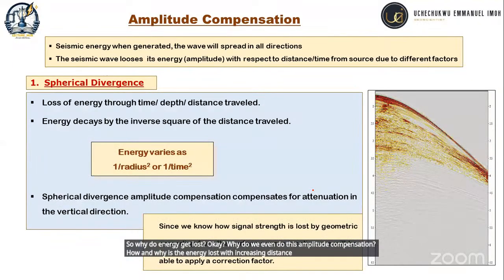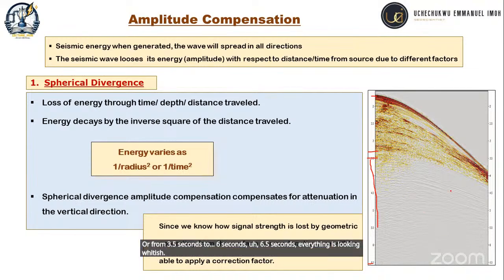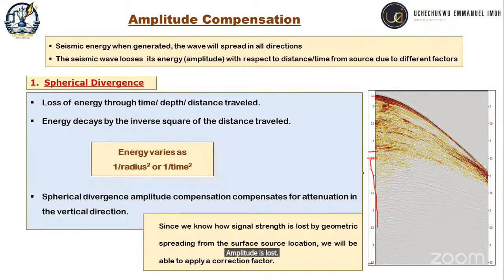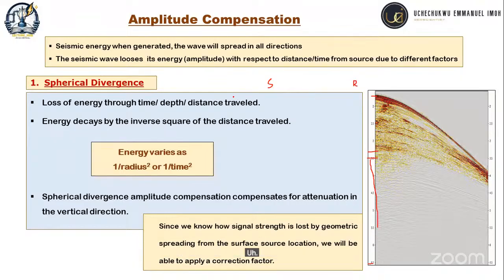Number one, spherical divergence. We look at the shot gather on the right, at the shallow part from here to 3 seconds, 3.5 seconds, amplitude is relatively high. But from 3.5 seconds to 6 seconds, 6.5 seconds, everything is looking whitish. Amplitude is lost. Why? Spherical divergence. As the seismic wave is traveling from the source point to the receiver, down into the subsurface, as it's spreading away from the source, the energy is lost.